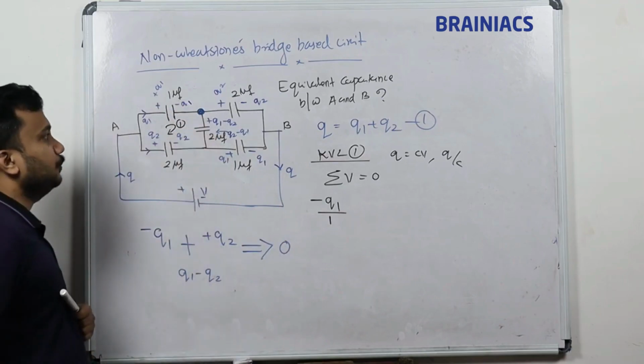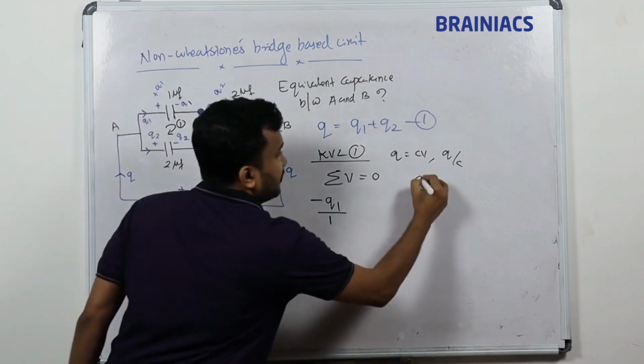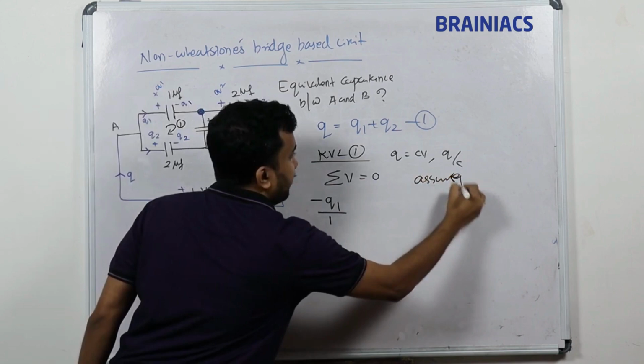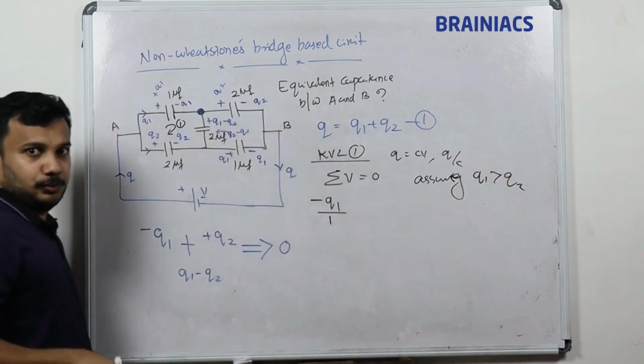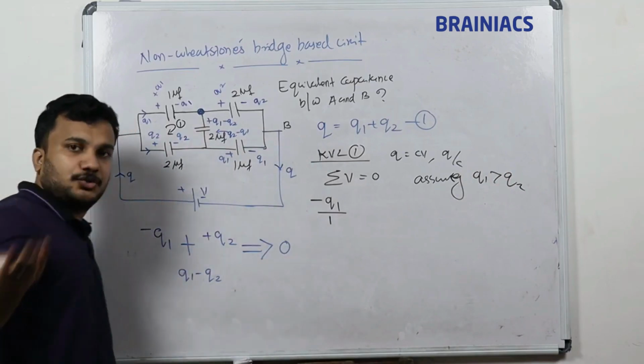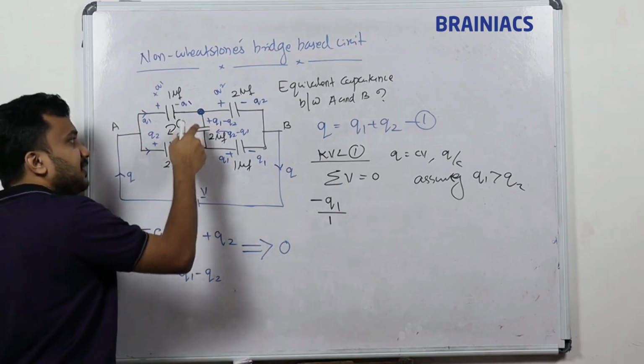Next one: Q1 minus Q2. I don't know whether Q1 or Q2 is higher; I am just assuming, and I don't know if my assumption is correct. Finally we'll get to know. You can assume it either way, no problem. Q1 greater than Q2 means this is a positive plate and this is a negative plate.